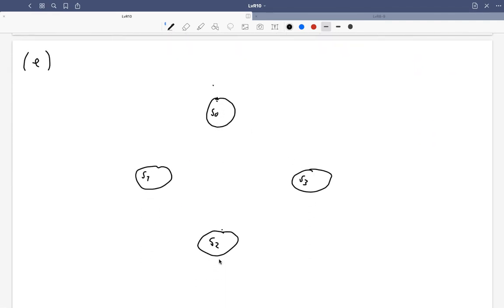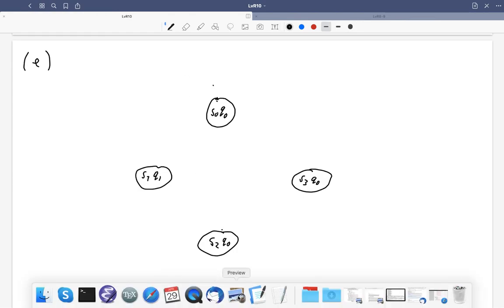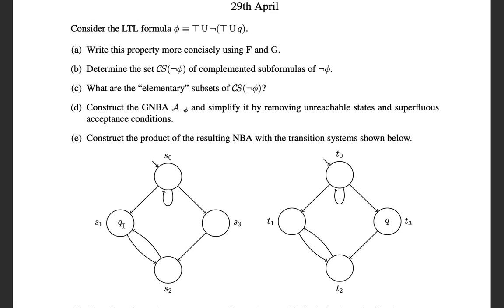So these three were the empty set, so these are forced to be paired with Q0. We have S0, Q0, S3, Q0, S2, Q0, and S1, Q1, because S1 had, at least I hope so, let's go back, yes, S1 had a Q.